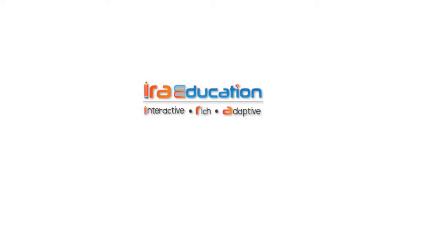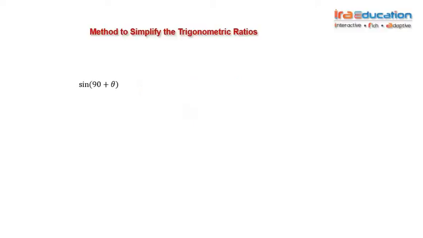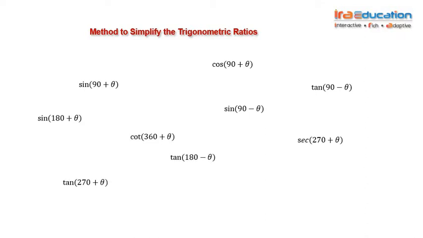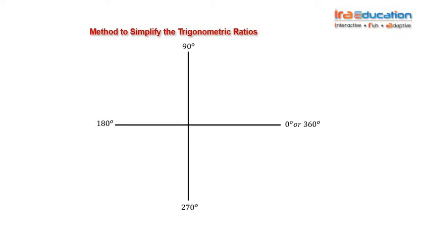In this video, we will discuss how to determine the method to simplify the trigonometric ratios such as sine 90 plus or minus theta, cos 180 plus or minus theta. To make it simple, we use the four-step method to solve these kind of problems. You need to remember following four steps.